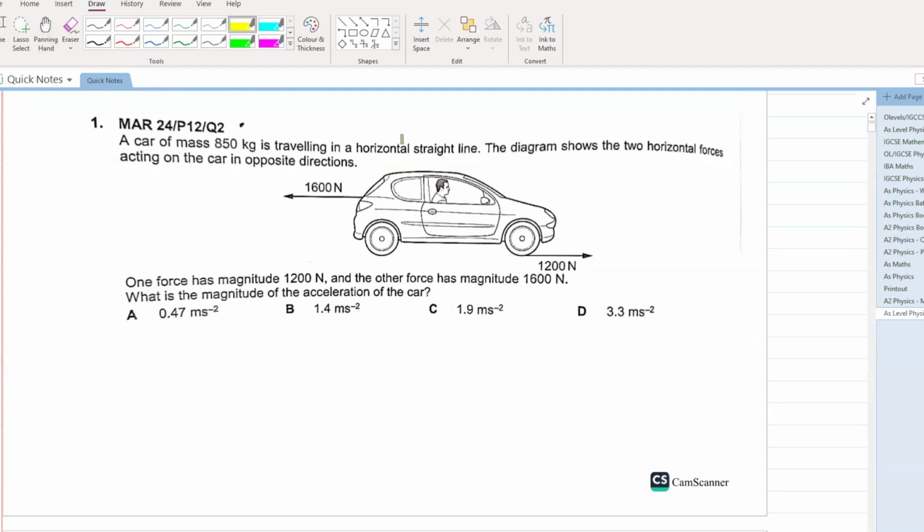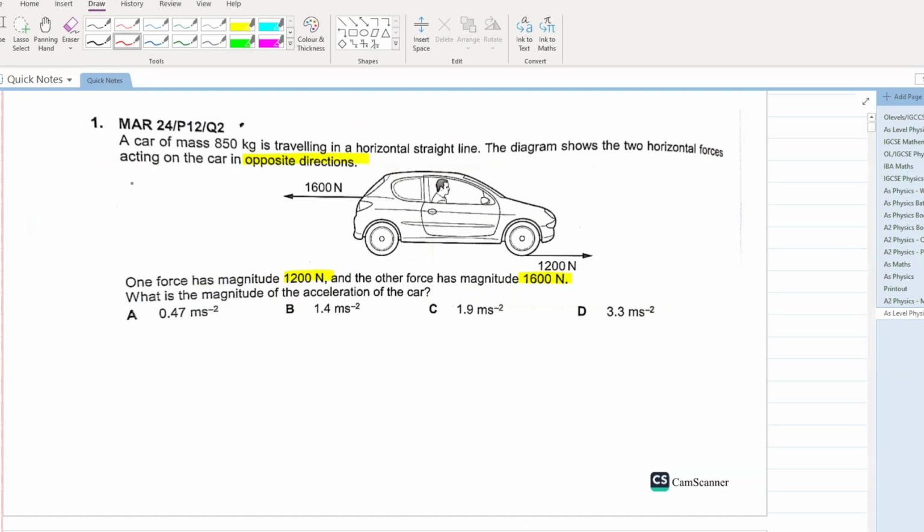A car of mass 850 kg is traveling in a horizontal straight line. The diagram shows two horizontal forces acting on the car in opposite directions. One force has a magnitude of 1200 Newton and the other force has a magnitude of 600 Newton. What is the magnitude of acceleration?